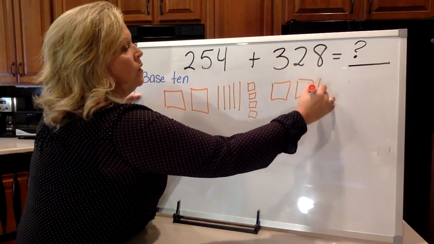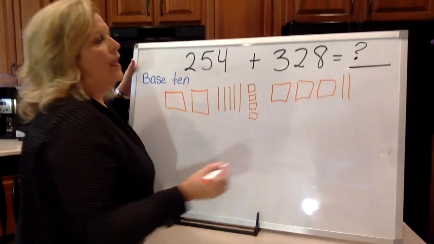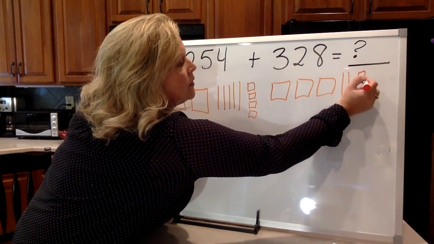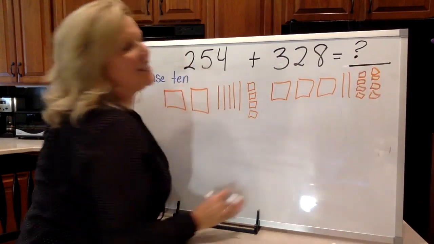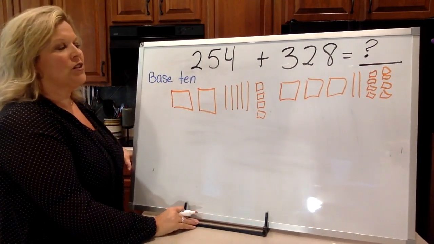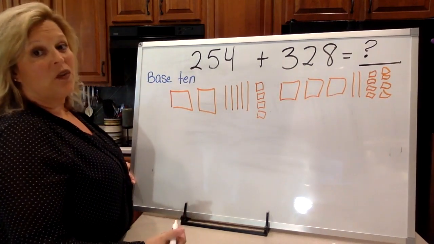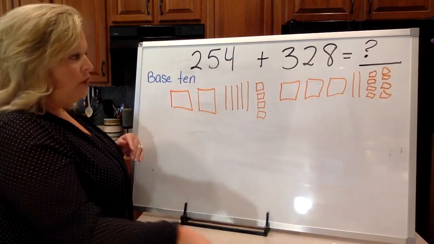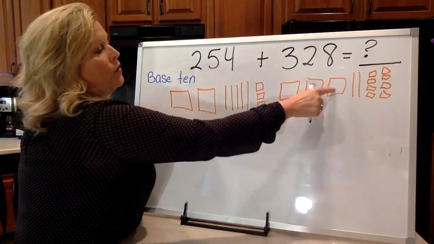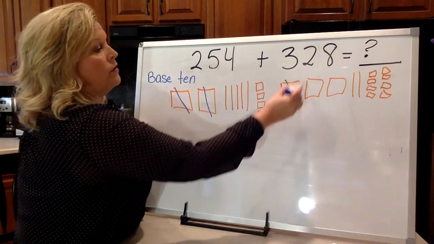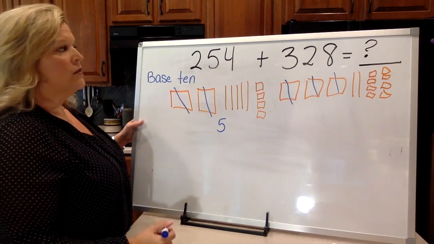3 hundreds, 2 tens, and 8 ones. 1, 2, 3, 4, 5, 6, 7, 8. That's a far stretch. Look at those squares. They're kind of squished. Let's check. 3 hundreds, 2 tens, 8 ones. Now, if you want to add them together, here's what you do. Let's count the hundreds first. 1, 2, 3, 4, 5. I saw 5 hundreds.